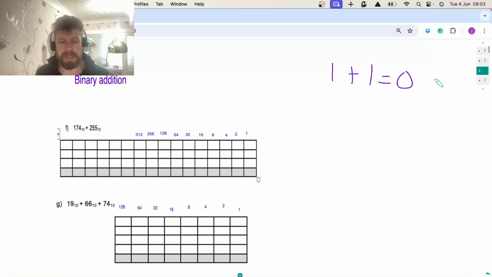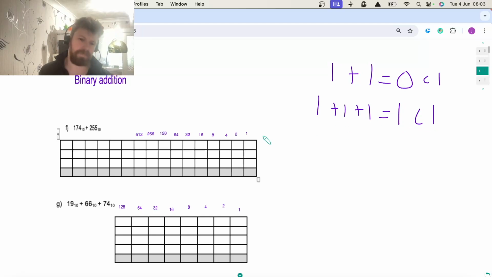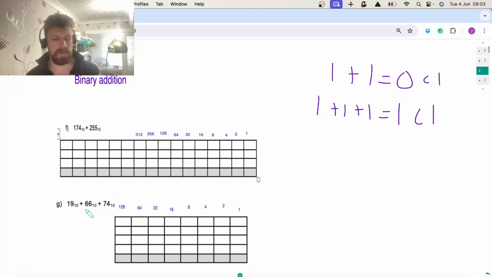So the way that we represent that is we do 0, carry the 1, which I'll show you what that means in a second. 1 plus 1 plus 1 is 1, carry the 1. Again, I'll show you what that means in a second. I have seen it where sometimes you have to add 3 numbers, but this example isn't actually going to show it. But you could get a situation where you could get 4 ones.